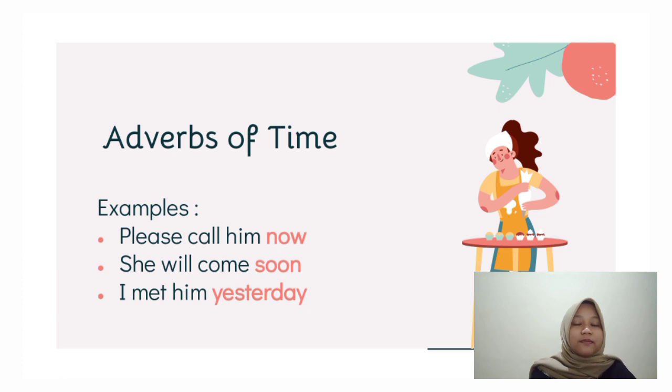The first example we have here is, please call him now. The adverb of time here is now because it states the time. And the second one is, she will come soon. And of course, the adverb of time here is soon. And the last one is, I met him yesterday. And the adverb of time is yesterday.